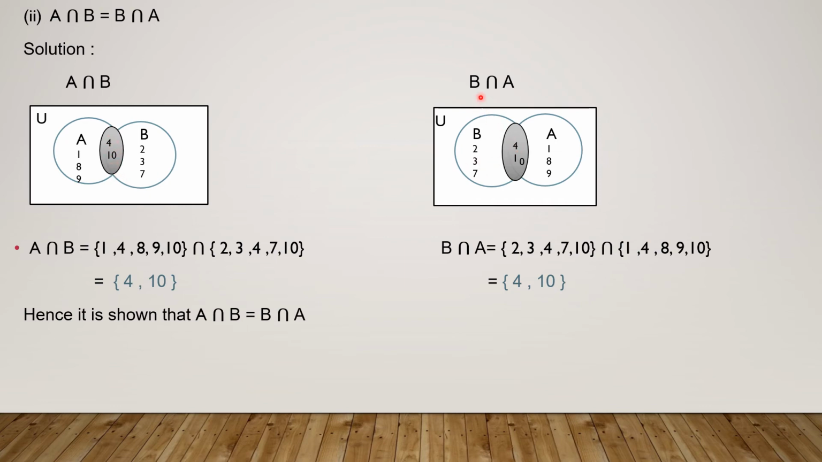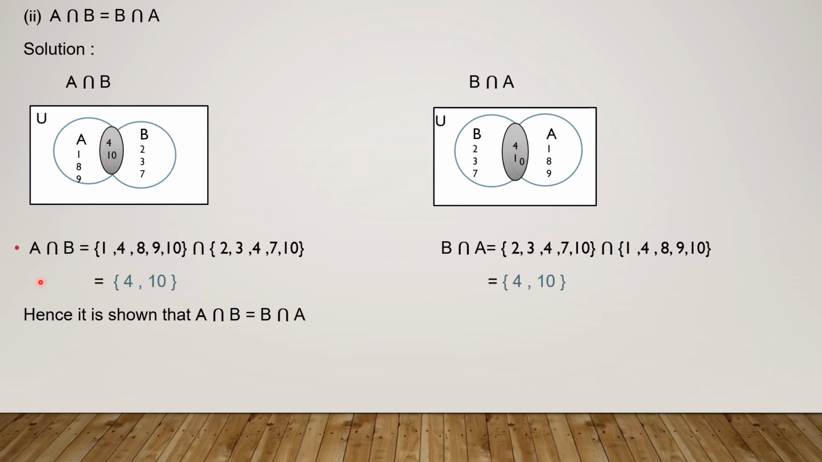Similarly, now we will draw a diagram of B intersection A. Draw a rectangle, draw two circles just like this, so that they have a common portion between them. Now, B intersection A means the common portion of B and A should be shaded. So which is the common portion of this circle and this circle? The middle one. See, are they equal? Yes, we have the same diagram, the same middle portion is shaded in both the diagrams.